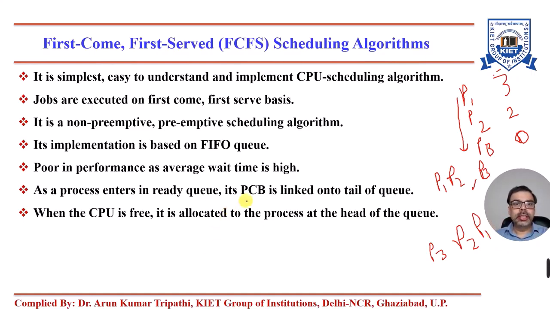As the process enters into the ready queue, its PCB is linked to the tail of the queue. This we have already discussed in our previous lecture. When the CPU is free, it is allocated to the process at the head of the queue.